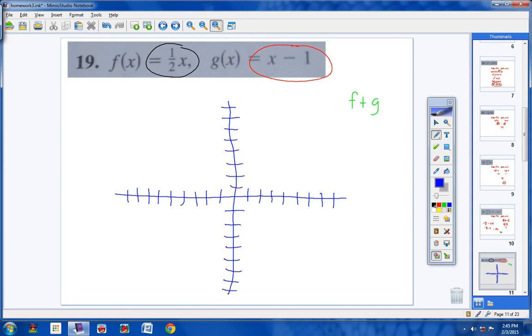Alright, let's start with the black here first. And here we go. y equals 1/2 x. Now that's a linear equation. So just put a 0 in for x real quick, and you get out a 0. And then put in a 2 for x, and you get out a 1. That's pretty simple. So (0, 0) and (2, 1). So the line will look something like this, okay?